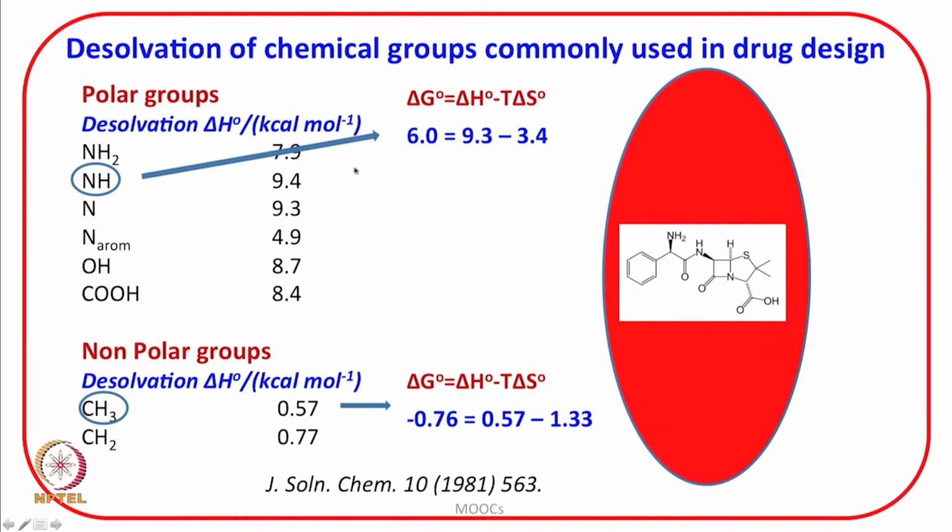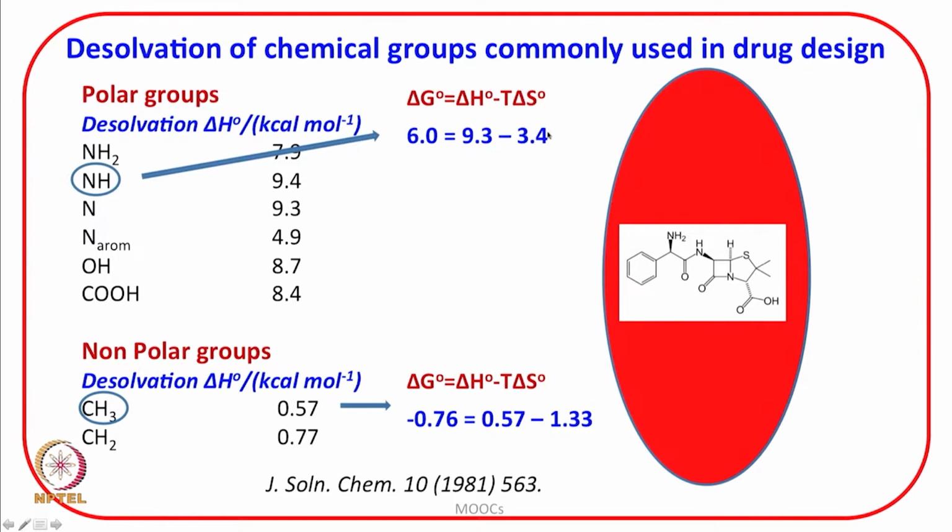And in the previous table for NH, we noted that delta G naught was 6. Of course, it is positive, but you see the delta H naught is 9.3 and delta S naught is 3.4. The desolvation of the NH group is largely endothermic over here. And you see this positive contribution is even more than the positive value of delta G naught.